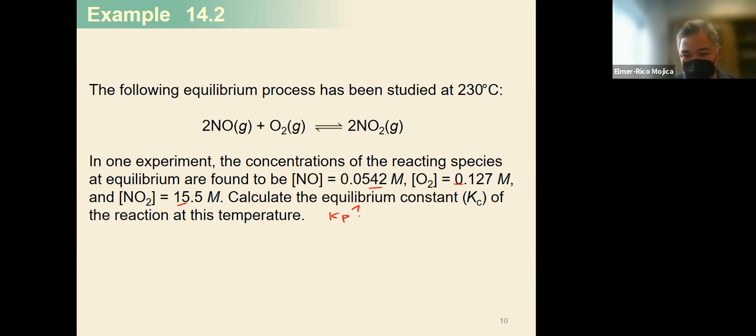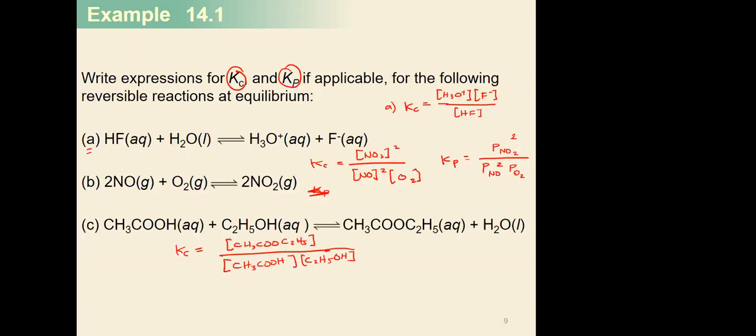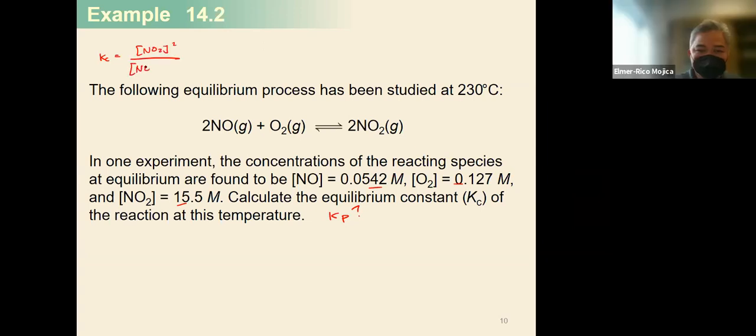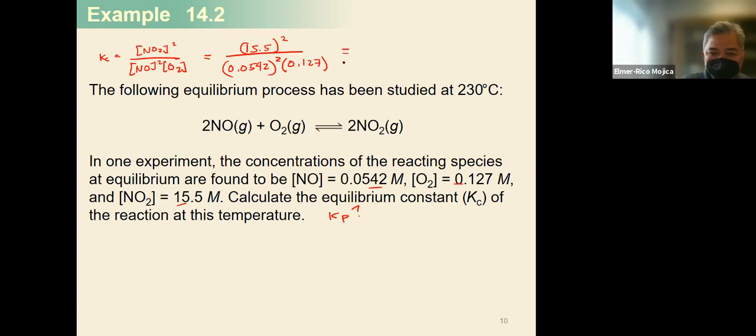I think this is pretty straightforward, right? All you need to do is write the expression first. So Kc is equal to what? I think it's the previous problem. Okay, there. NO2 squared over NO squared times oxygen. So this is pretty straightforward. All you need to do is replace the given values that you have. So this is what? 15.5 squared over 0.0542 squared times 0.127, right? And what do you get?